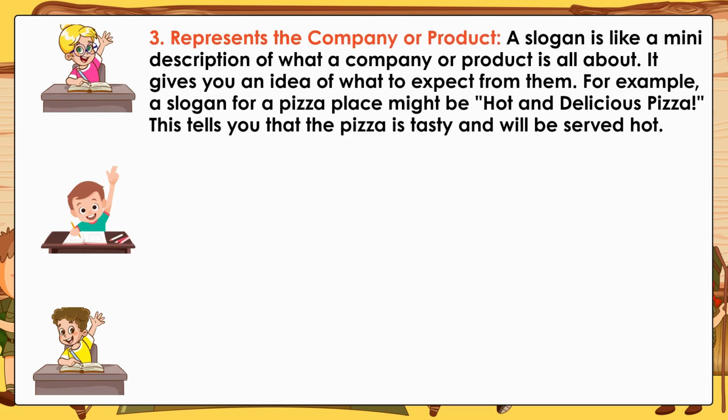Number 3 represents the company or product. A slogan is like a mini description of what a company or product is all about. It gives you an extra idea of what to expect from them. For example, a slogan for a pizza place might be "hot and delicious pizza." This tells you that the pizza is tasty and will be served hot.